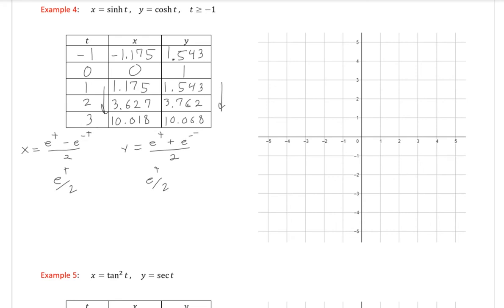Alright, but aside from that, we have the rest of our values here, and we should be able to plot these. Alright, keep in mind the order. So negative 1.175 for x and 1.543 for y. So around here and around there. Then 0, 1. Then about the same points, but in the positive direction, so around here-ish.